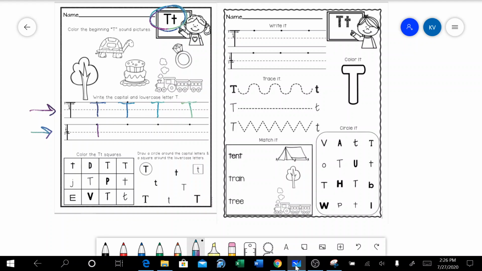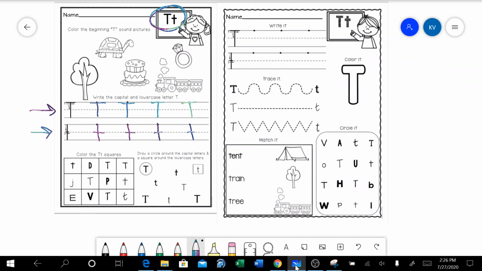So straight down, cross the middle. Again, straight down, cross the middle. Straight down, cross the middle. And one more, straight down, cross the middle.